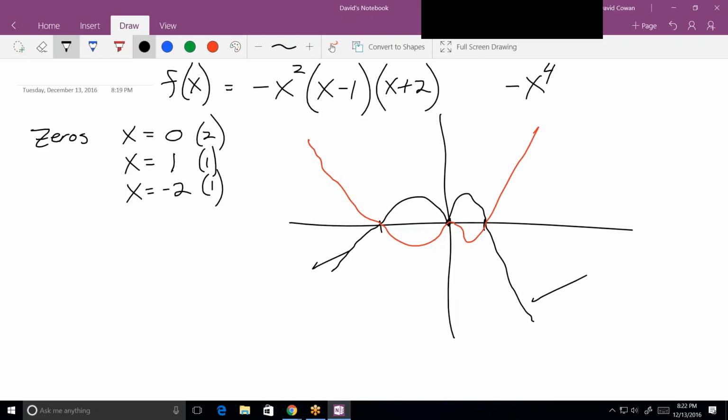Not the red. In other words, once I've figured out my zeros and whether it goes through the x-axis or kisses the x-axis, then I really only have two possibilities. I had drawn the black and the red, and now the end behavior will tell me where it starts from. I guess I could start with end behavior instead of drawing two curves. I don't really need to draw two curves.